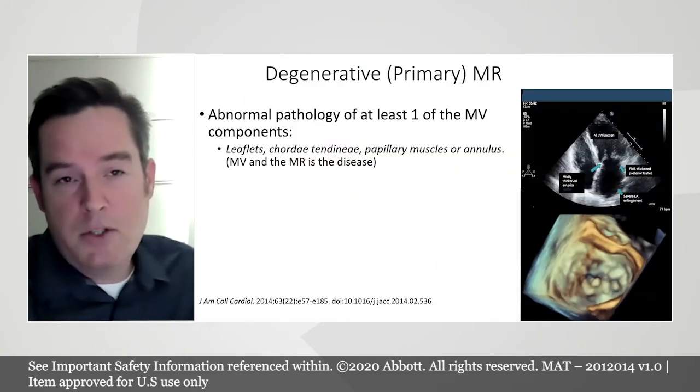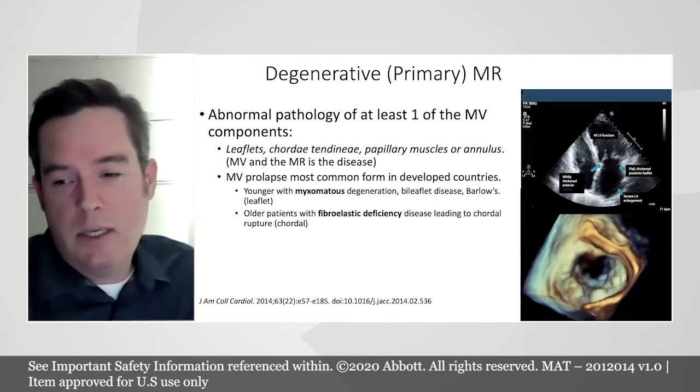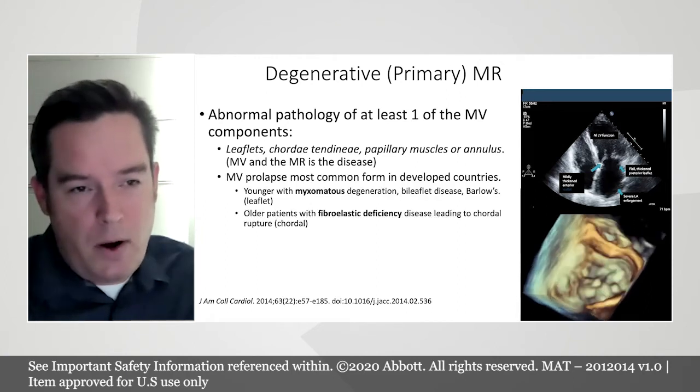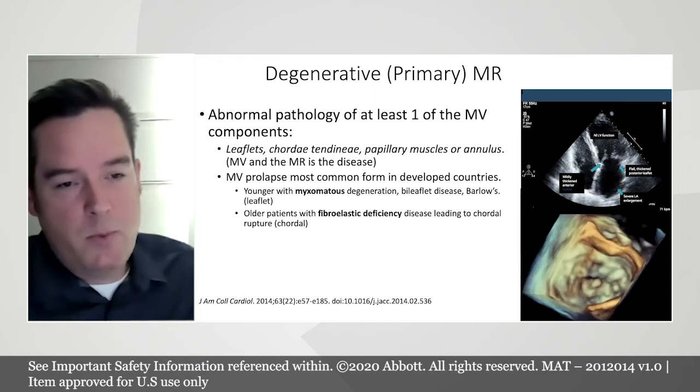If you're looking at patients with degenerative mitral valve disease, it becomes extremely important to understand what part of that apparatus is failing. Is this a ruptured secondary cord? Is it a ruptured primary cord?